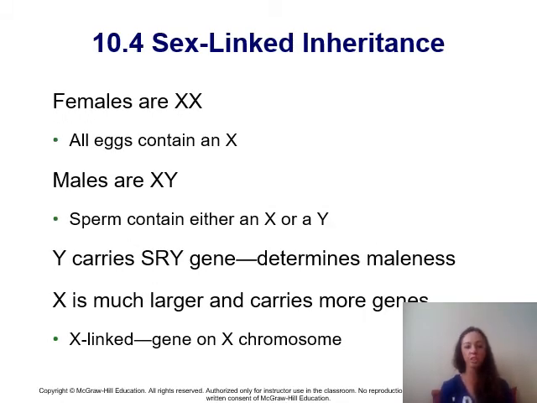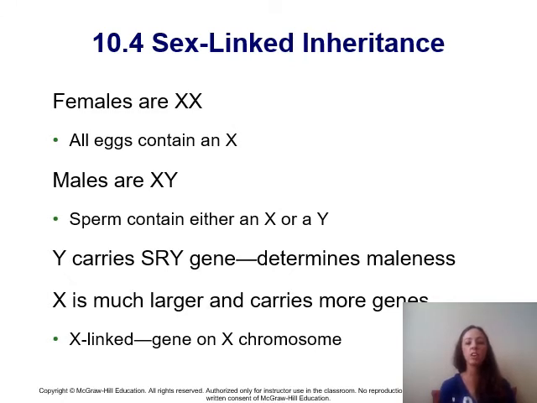As discussed earlier, females have 2 X chromosomes and males have 1 X and 1 Y chromosome. All of the eggs of the female will have the X chromosome, and the sperm for males could either have the X or the Y chromosome. The sex of a baby and some genes go together.